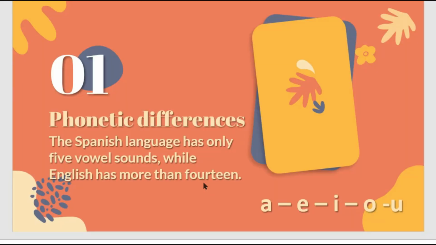Phonetic differences. The Spanish language has only 5 vowel sounds, while English has more than 14. These are the vowels of Spanish: A, E, I, O, U. The pronunciation is exactly how you see it on your screen.